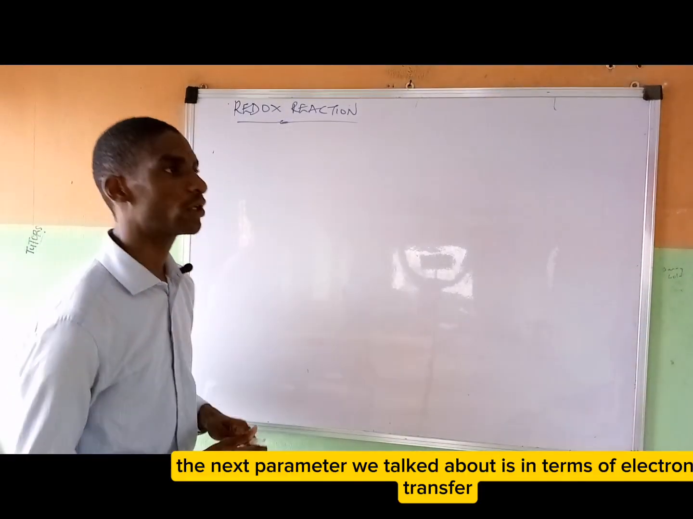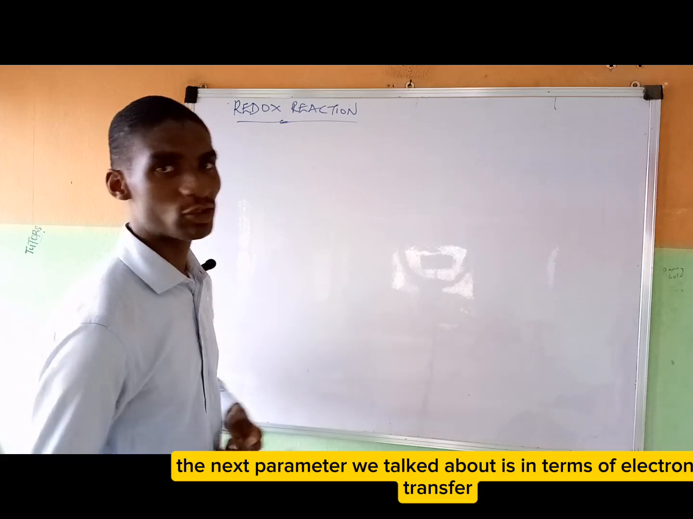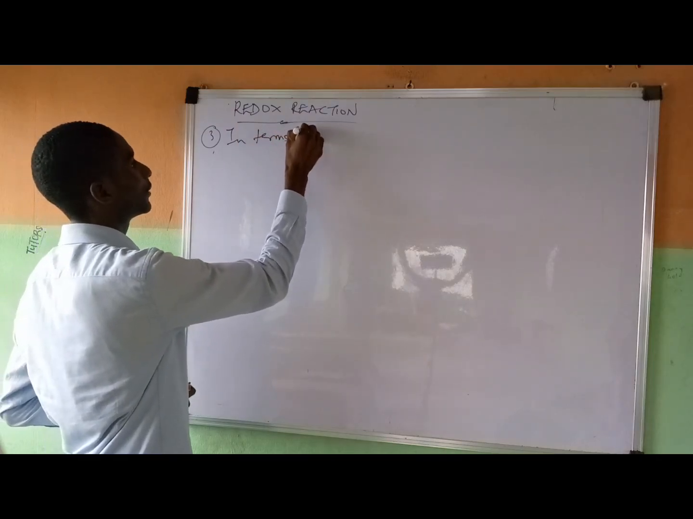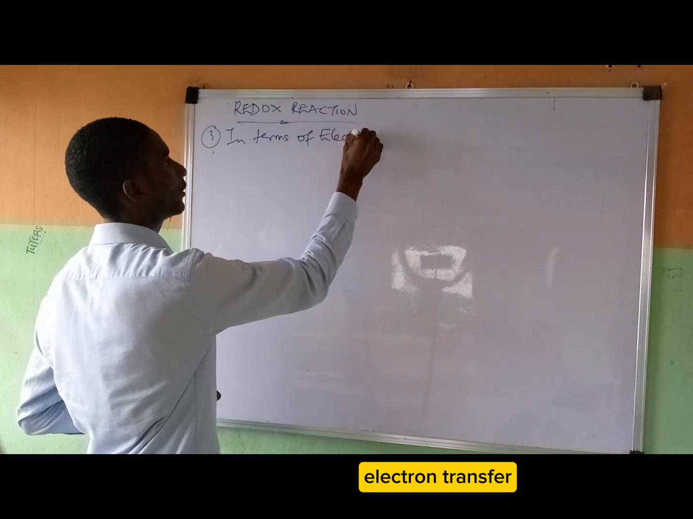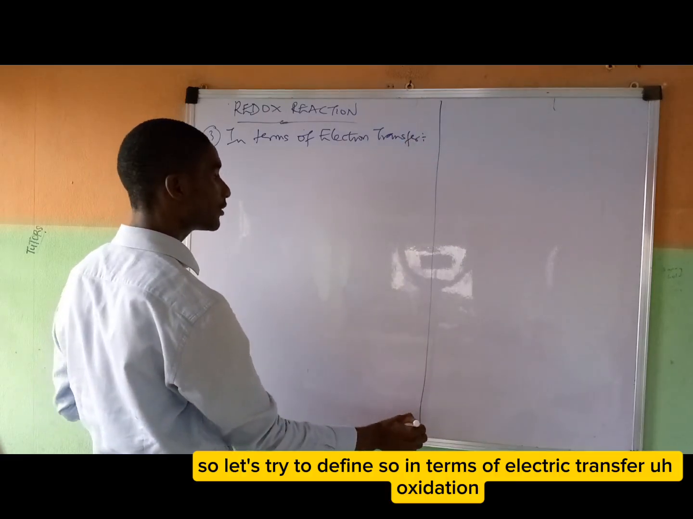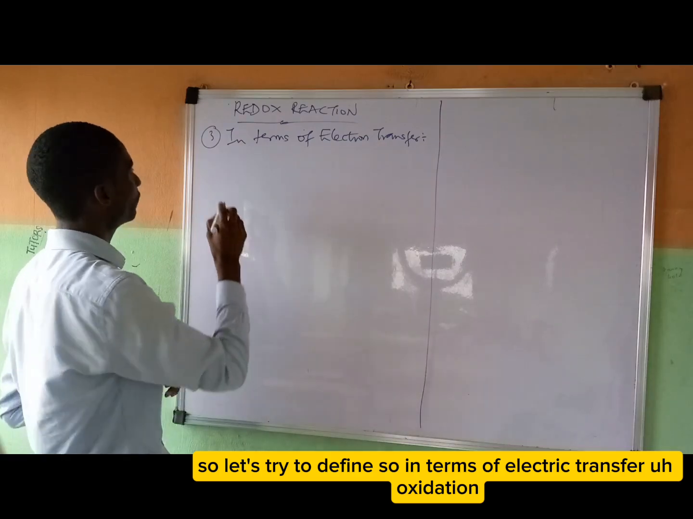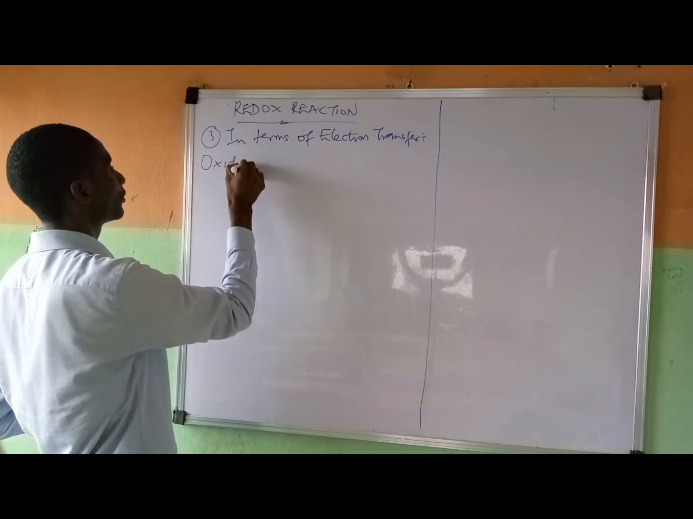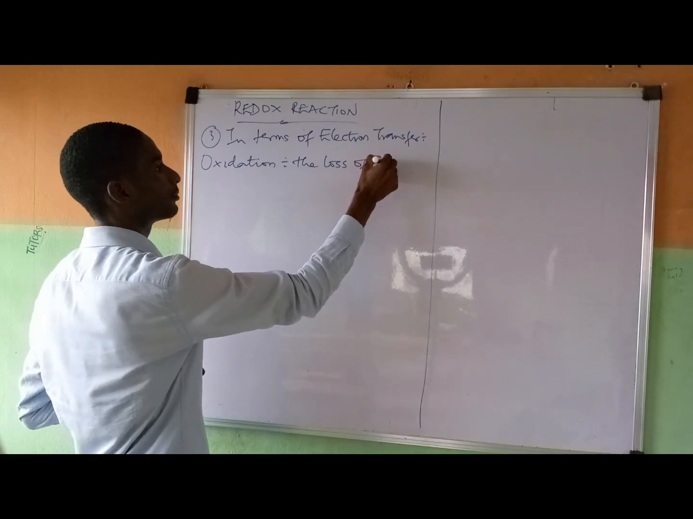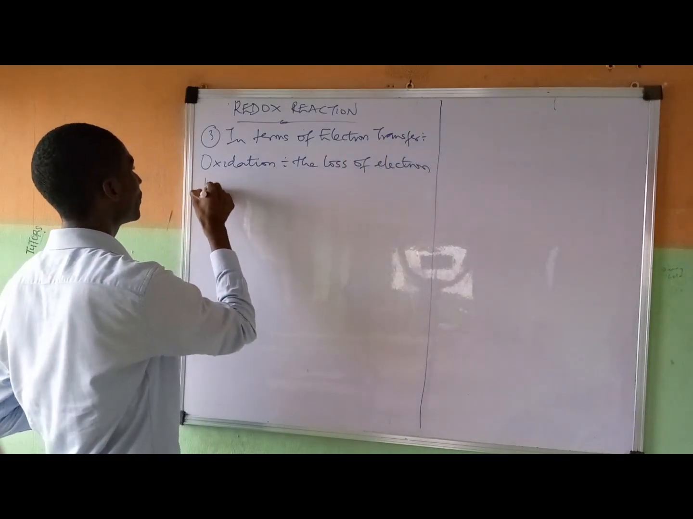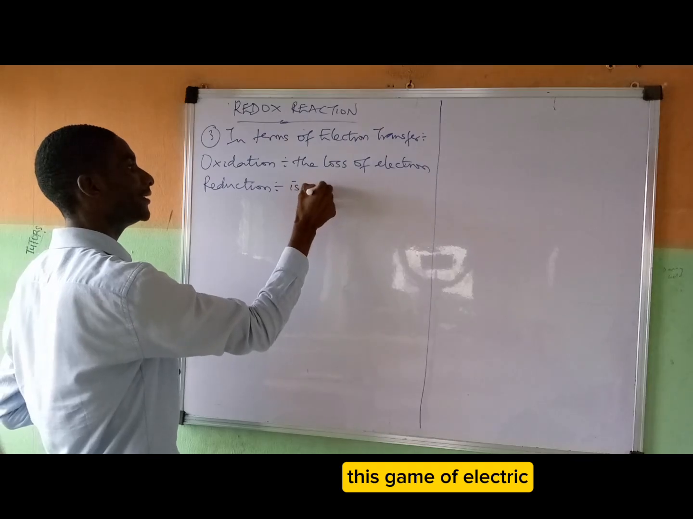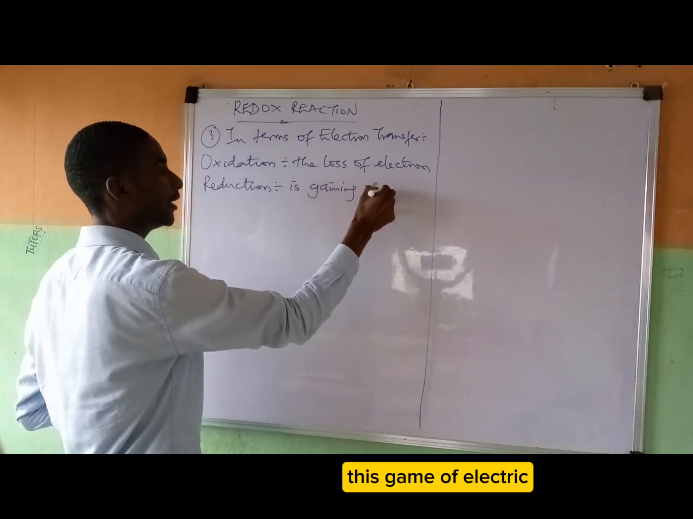The next parameter we talk about is in terms of electron transfer. That's number 3. So let's try to define. In terms of electron transfer, oxidation is simply the loss of electron, while reduction is gaining of electron.